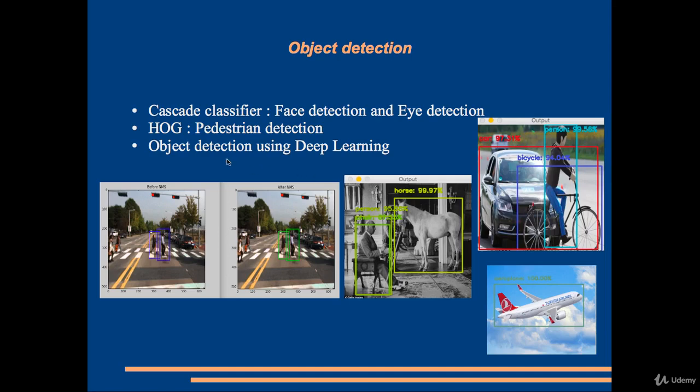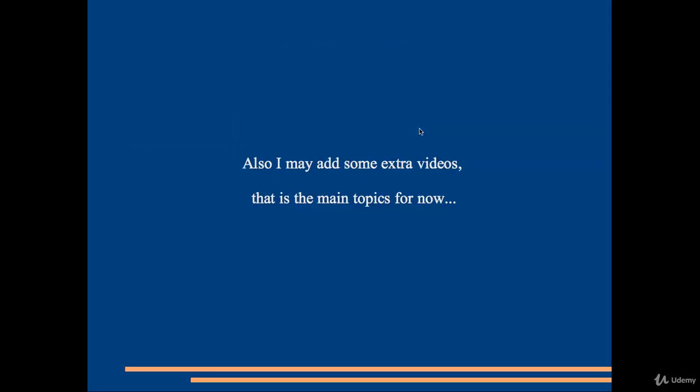And in the end, we are going to learn how we can use object detection by using OpenCV and deep learning. In this application, we are going to use the OpenCV DNN module. Also, I may add some extra videos. That's the main topics for now.